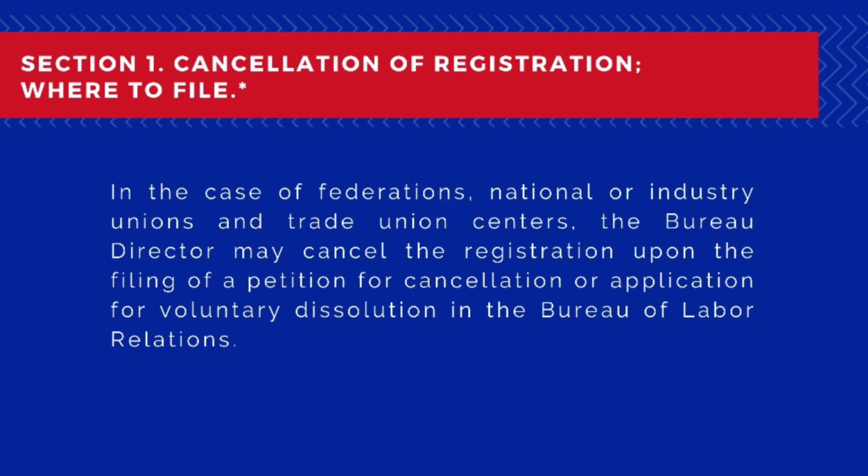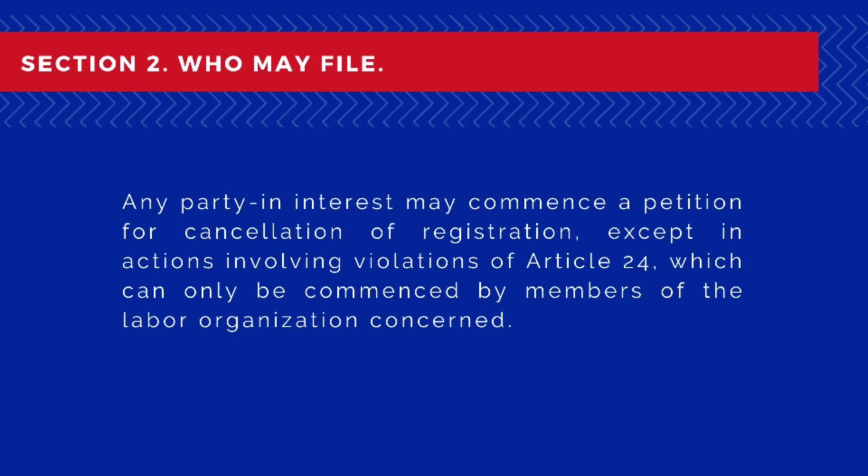In the case of federations, national or industry unions and trade union centers, the Bureau Director may cancel the registration, upon the filing of a petition for cancellation, or application for voluntary dissolution in the Bureau of Labor Relations. Section 2. Who may file? Any party in interest may commence a petition for cancellation of registration, except in actions involving violations of Article 24, which can only be commenced by members of the labor organization concerned.